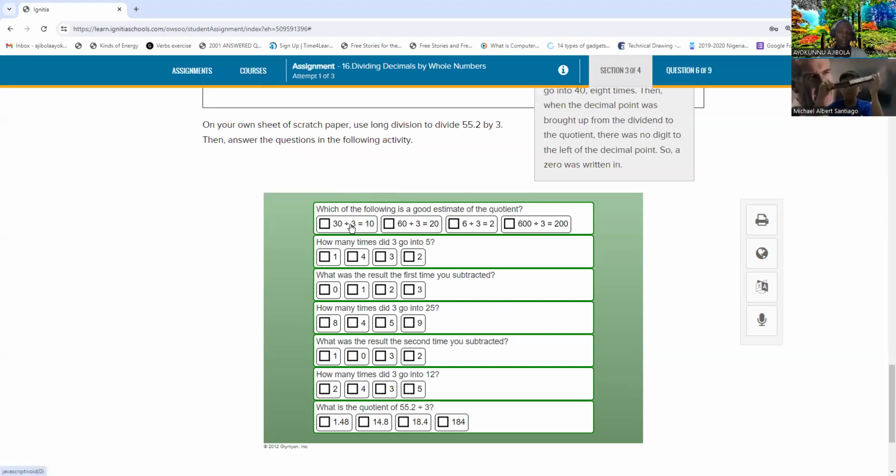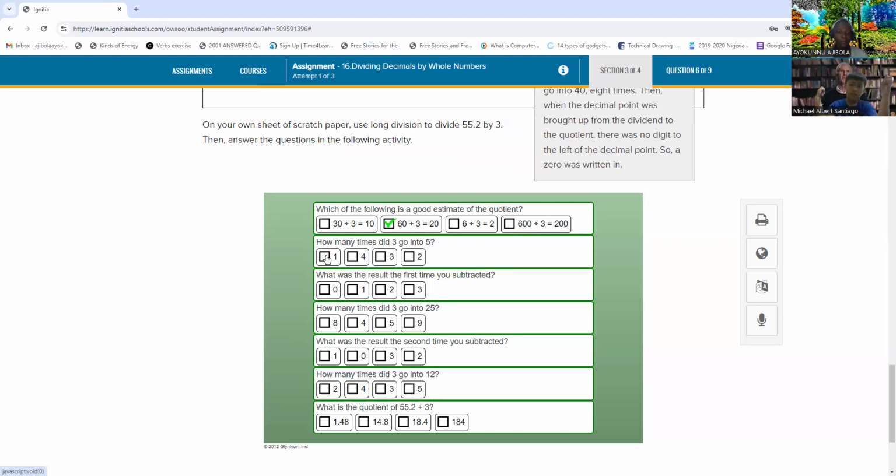We could see that the first one has 30, and this one. The main thing is that all of them are correct, okay? So 6 divided by 3 is 2. I don't know why it's picking one over the other. So how many times did 3 go into 5? It's 1 time, right?